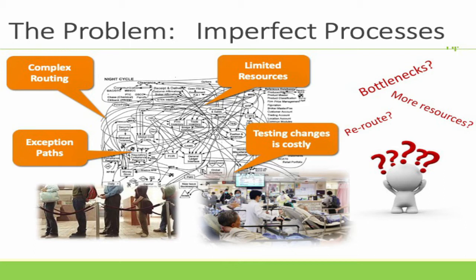The typical problems encountered are the complex routing of processes throughout the company, the set of unknown steps and unnecessary steps, the fact that there are limited resources, and that there are exception paths that may be slowing down the process that are not known. The underlying problem in this is not just process discovery, but also how to change the process without spending too much on the testing of the process. How do we know that the change will work?